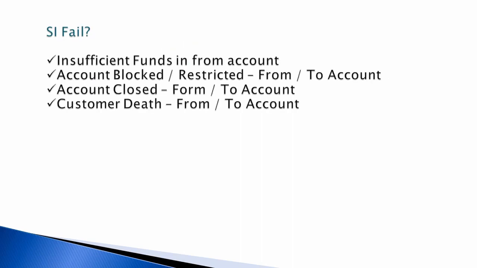Reasons for SI failure: insufficient funds in the from account; the account is blocked or restricted, which can be the from account or the to account; the account is closed, which can be the from account or the to account; customer death, either the from account customer or the to account customer has died. Then these standing instructions will fail.